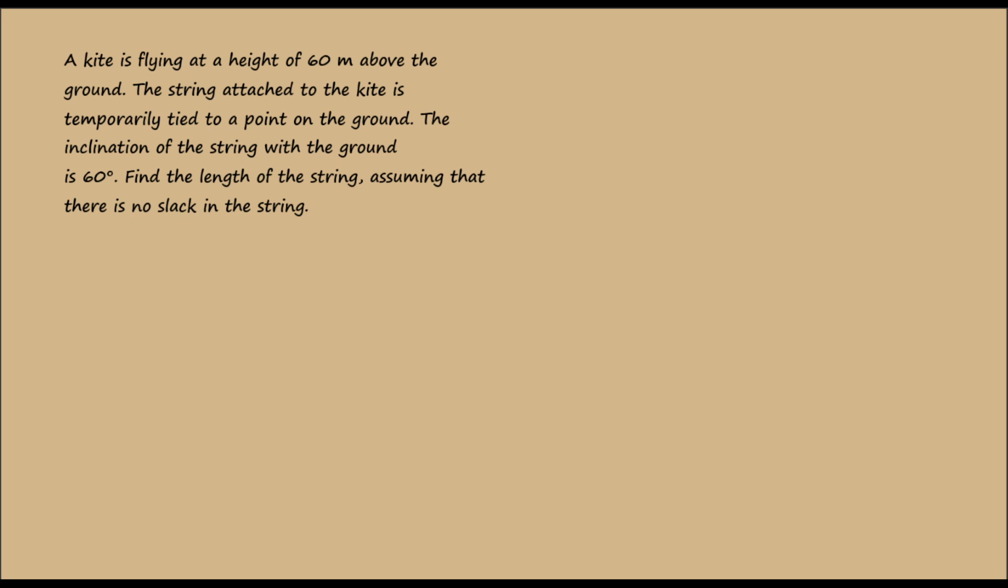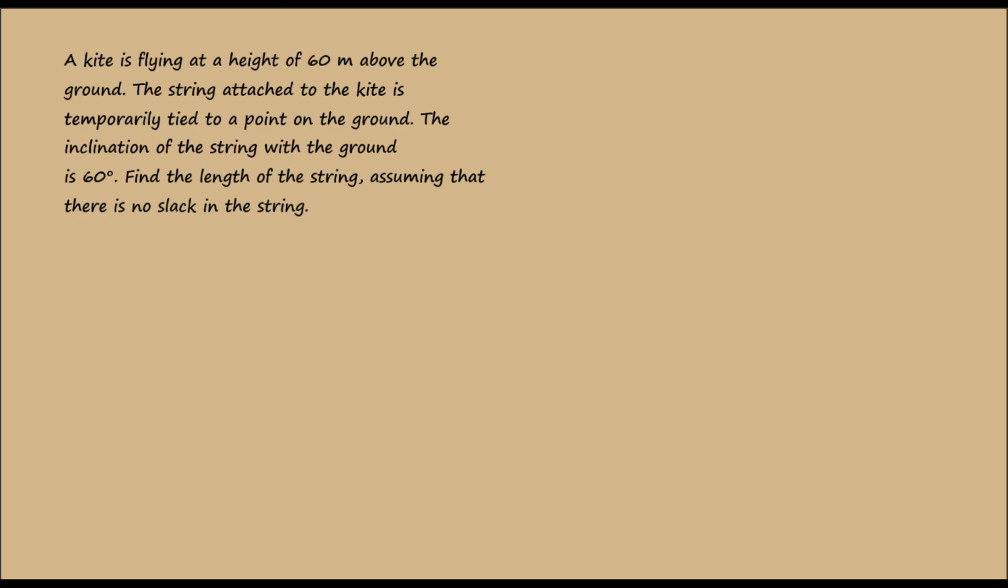Hello everyone. Here is a problem which can be solved by application of trigonometry. Let me read out the problem to you first. A kite is flying at a height of 60 meters above the ground. The string attached to the kite is temporarily tied to a point on the ground. The inclination of the string with the ground is 60 degrees. Find the length of the string, assuming that there is no slack in the string.